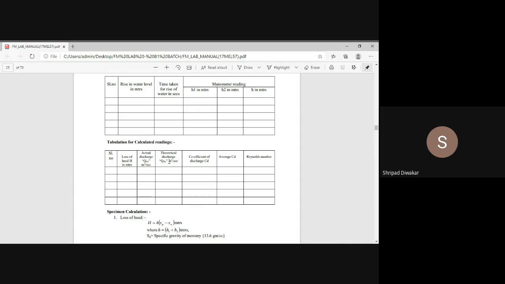Next column is the theoretical discharge. Theoretical discharge is obtained by using the empirical formula, that is the standard equation. Next, coefficient of discharge, average CD, and Reynolds number. So you have 7 columns in the calculated readings. Whatever the first table gives are your observed readings, and the second table gives your calculated readings.